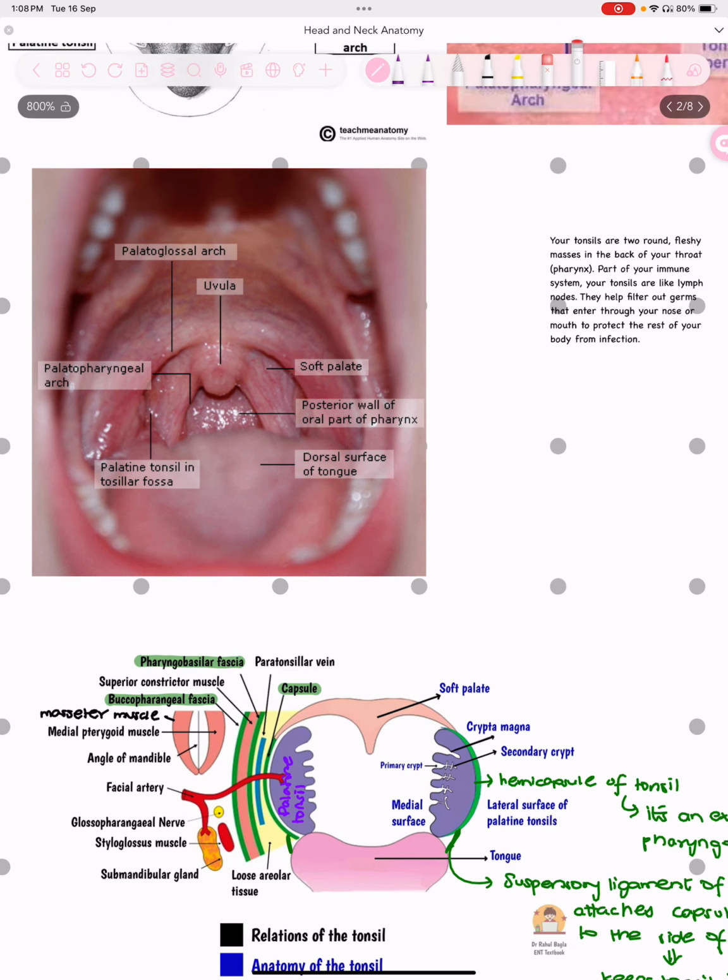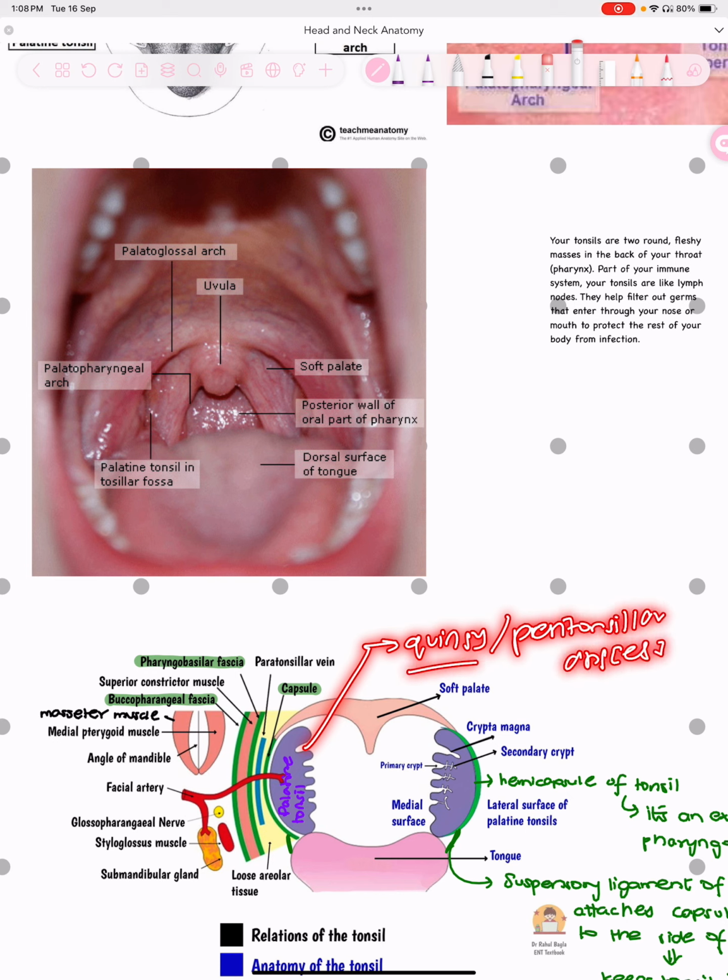So, what's the significance of this cleft? That often quinsy or peritonsillar abscess often begins here. So quinsy or peritonsillar abscess. Repeat it a few times. It often develops in this intratonsillar cleft.